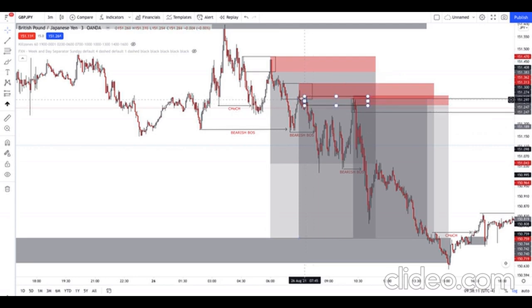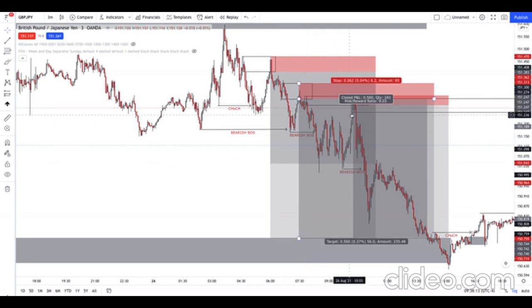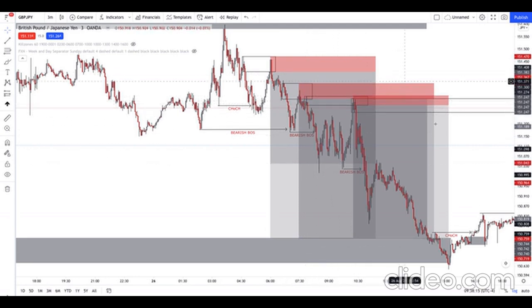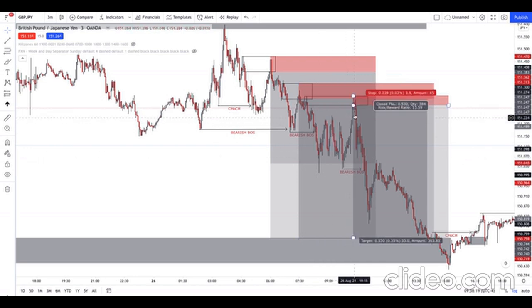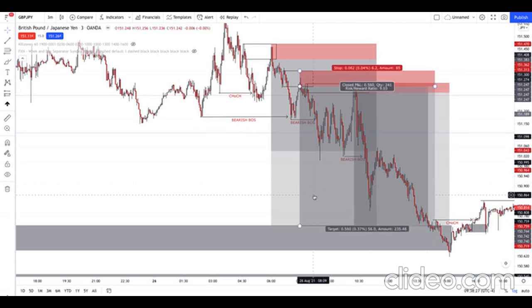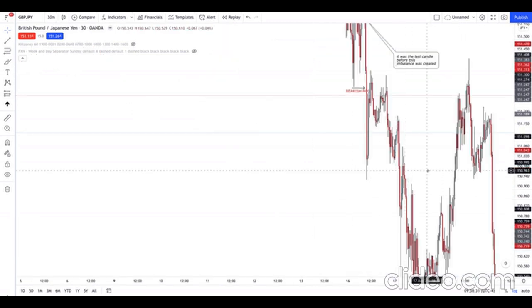Now we marked that out. Price then pulled back, as you can see. Let me remove this for now. Price pulled back into that area of supply. Stop loss at the wick, entry at the wick as well, and then we ride the move over to the downside. And now, remember the demand zones we had marked out, that would be your take profit points.